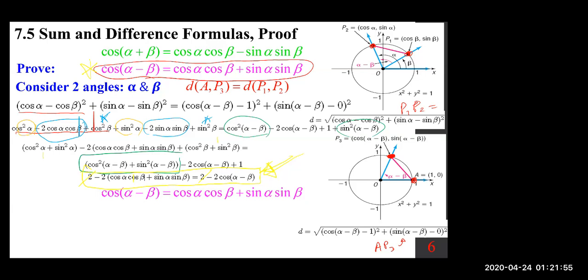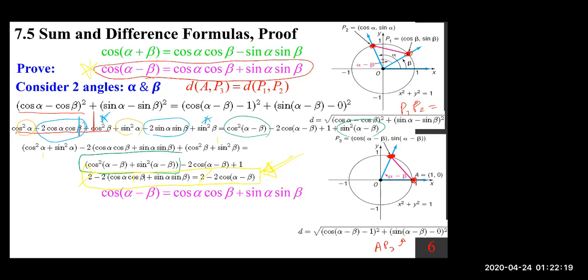Are you with me? So now that we have established this, here's the trick. Here's the easy way out. It's going to happen very fast. You want to pay attention, class. We want to prove cosine of alpha plus beta is equal to cosine alpha cosine beta minus sine alpha sine beta. Okay?